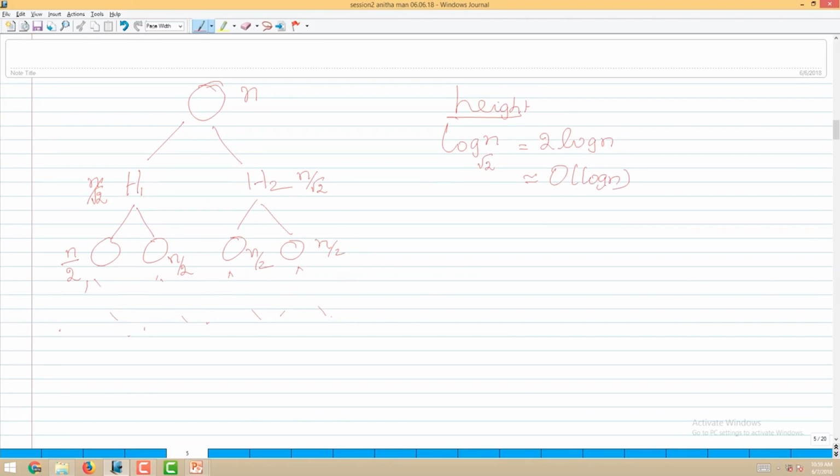Now, can you find the number of leaves in this computation tree? Very simple. h is the level number there, okay. So, 2 power h, correct. So, if I use that one, number of leaves equal to 2 power 2 log n, which is order of n square, okay.